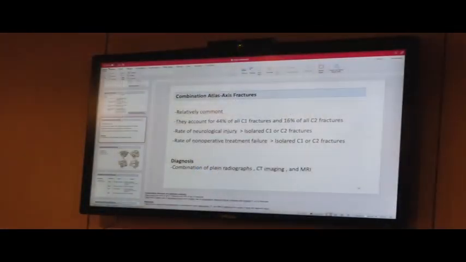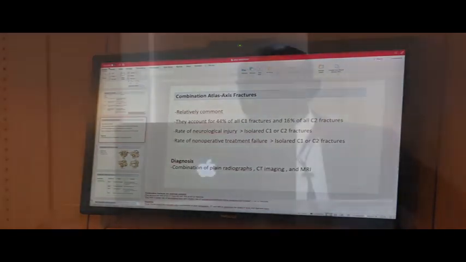The last type of lesion is a combination atlas and axis fracture. They are relatively common, and they account for 44% of all C1 fractures and 16% of all C2 fractures. The rate of neurological injury is superior to isolated C1 or C2 fracture. The rate of non-operated fracture is superior in C1 or C2 fracture.